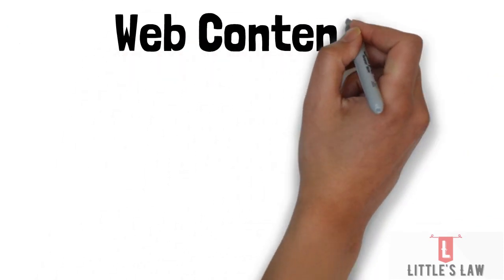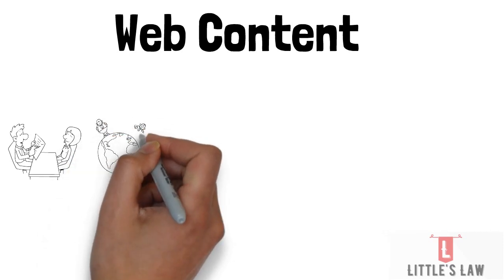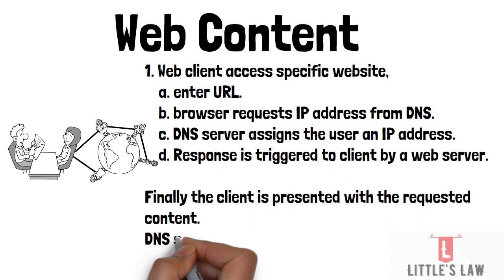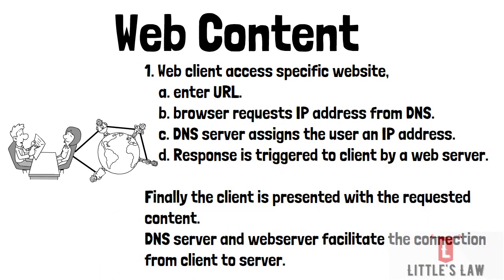Taking the second example, which is accessing web content. When a web client wants to access a specific website, they enter the URL and the browser requests an IP address from the domain name system. The domain name system server assigns the user an IP address for identification and delivery of results. By navigating to the website, a client triggers specific web content that the user can only access via an HTTP response provided by a web server. In this case, the end user is the client presented with digital content. The DNS server and web server establish and facilitate the connection to a database hosting the web content.